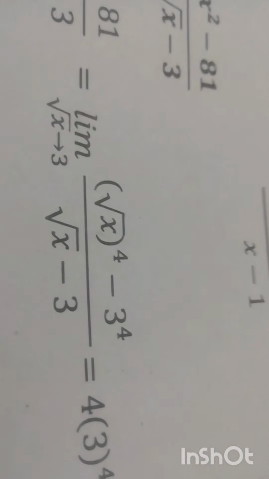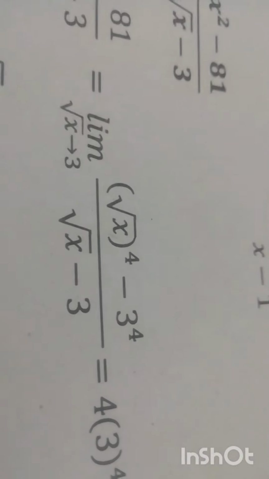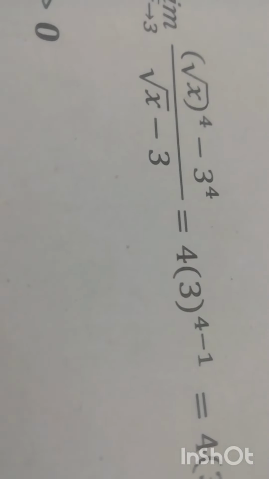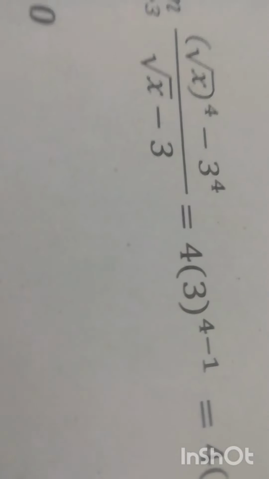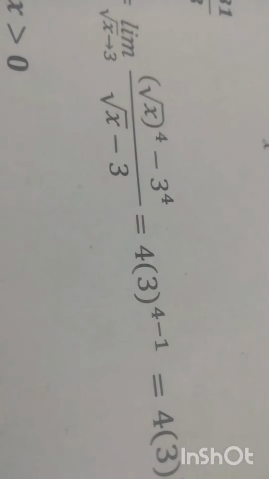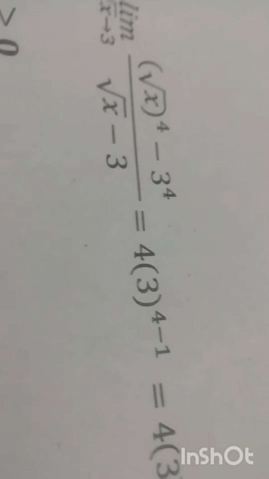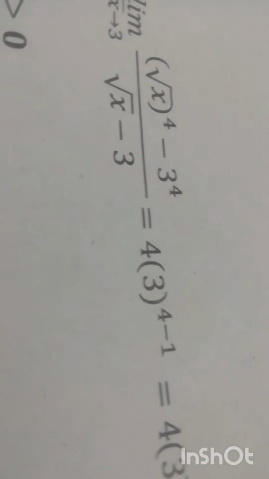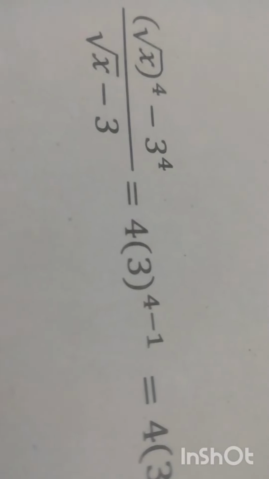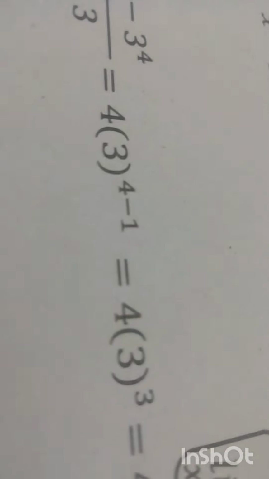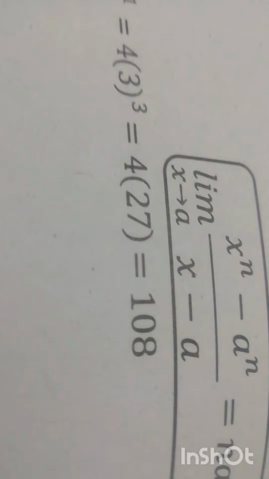So it's 3 power 4, with root x minus 3. The answer is of the form x power n minus a power n divided by x minus a. Instead of x, root x is there. Instead of a, 3 is there. Instead of n, 4 is there. So 4 into 3 power 4 minus 1, so 4 into 3 power 3. So 4 into 27. The answer is 108.